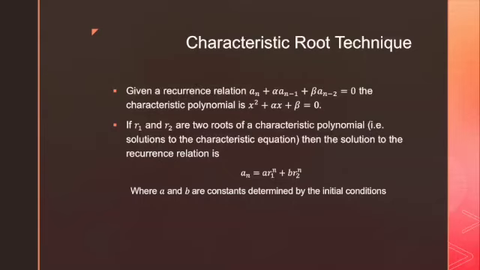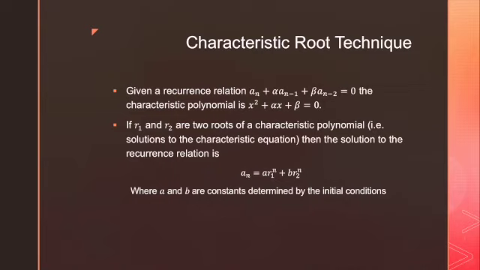Next, I'd like to talk about the characteristic root technique, which when I first learned about, I thought was so cool. So let's talk through this. Given a recurrence relation, a sub n plus alpha, which is just a constant, times a sub n minus 1 plus beta times a sub n minus 2 equals 0, gives us a characteristic polynomial of x squared plus alpha x plus beta equals 0.